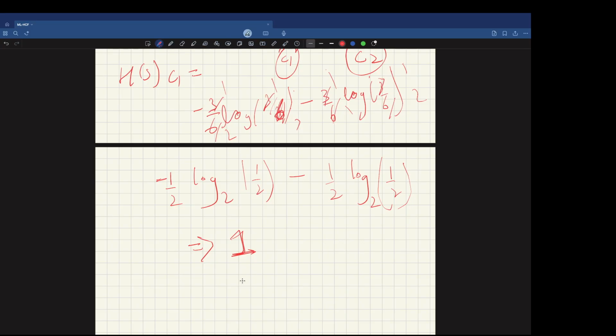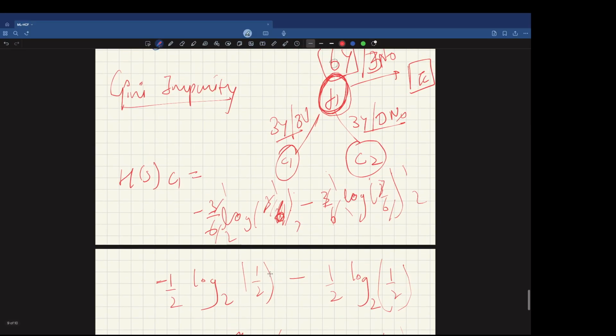How much are you guys getting? Right now I am seeing the screen; earlier I was calculating. 1 only, right? So if it is coming as 1, it means it is an impure split. Again I am telling you, impure split. How impure? This is 3 yes 3 no's for C1. If you are getting 1, impure split, it means you have to correlate with another feature.